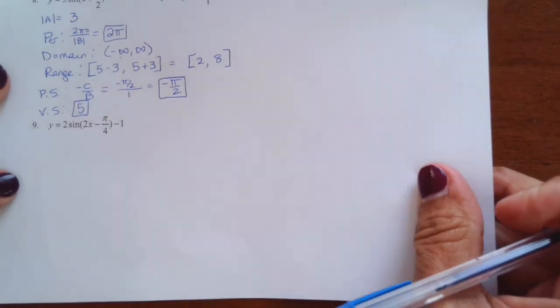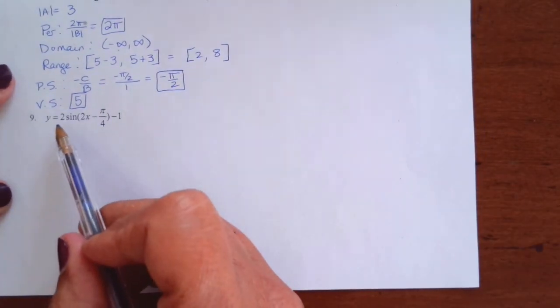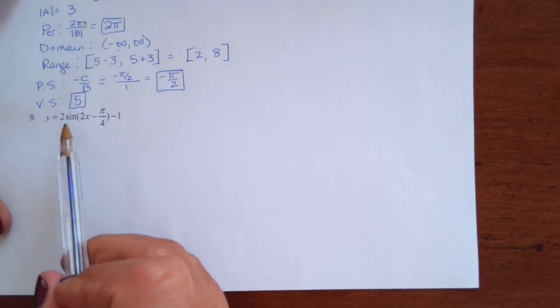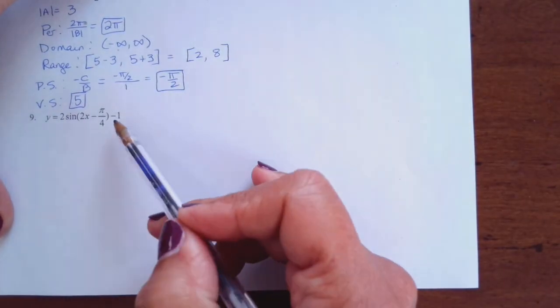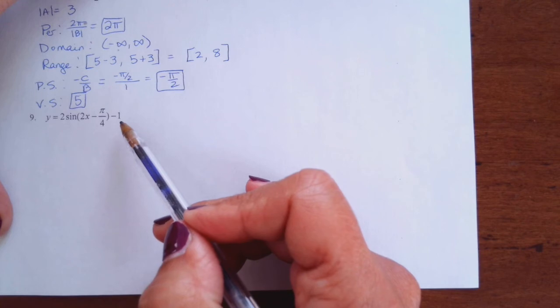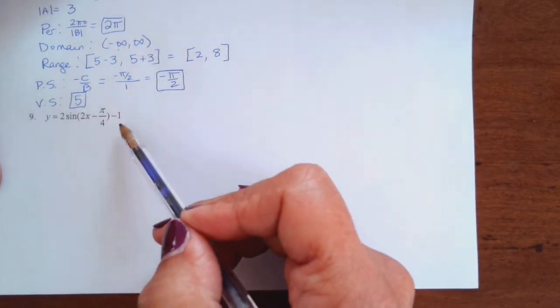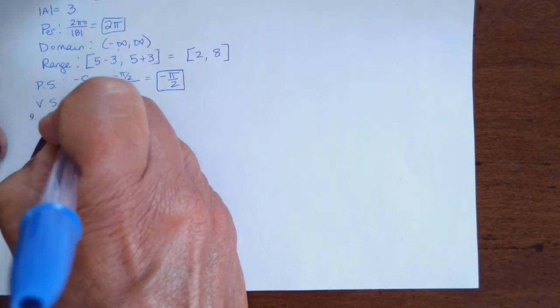All right, number 9. Look at your values. This time we've got a B value, so it's going to change a little bit. So A is 2, B is 2, C is pi over 4, and D is -1. Well, C is negative pi over 4. We're going to change that sign in a minute. D is -1. All right, so the amplitude is 2.